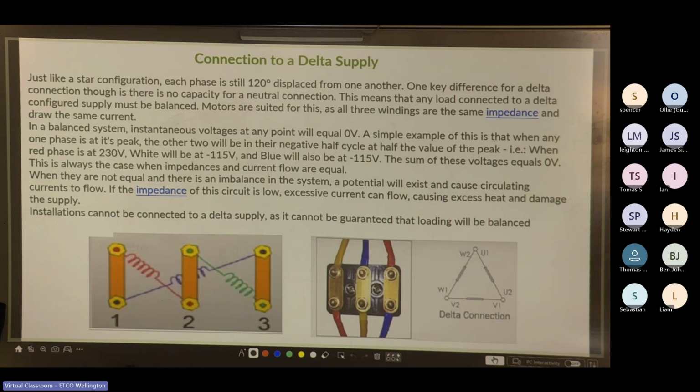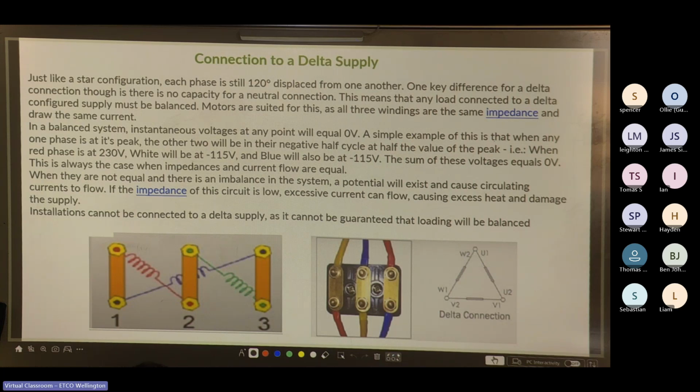This is always the case when impedance and current flow are equal. When they are not equal and there is an imbalance in the system, a potential will exist and cause circulating currents to flow. If the impedance of the circuit is low, excessive current can flow, causing excess heat and damage to the supply. Installations cannot be connected to a delta supply, as it cannot be guaranteed that loading will be balanced.